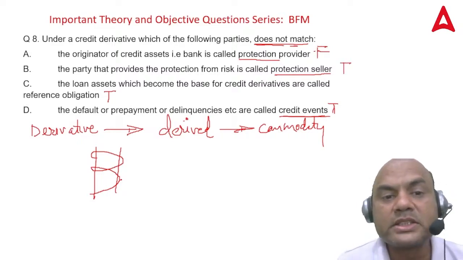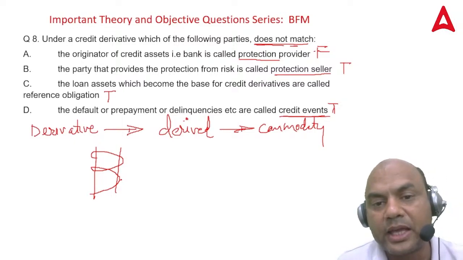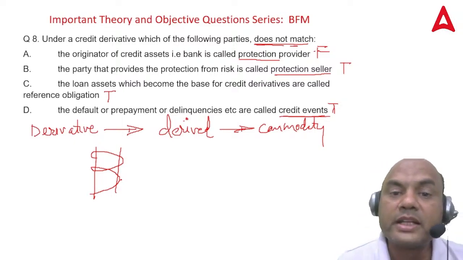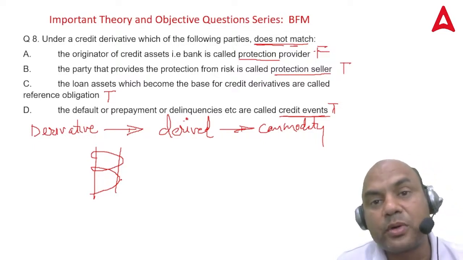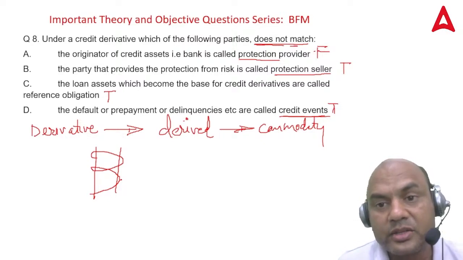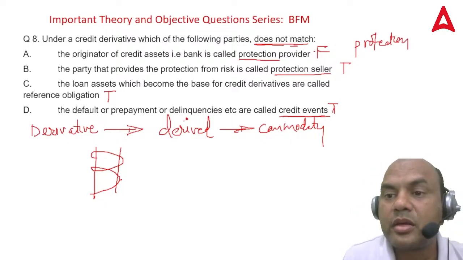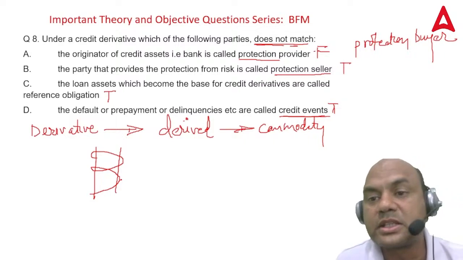So the originator of credit assets, that is bank, is called the protection provider. No. The bank is called the protection taker, or protection buyer, you can call it. That is known as protection buyer.